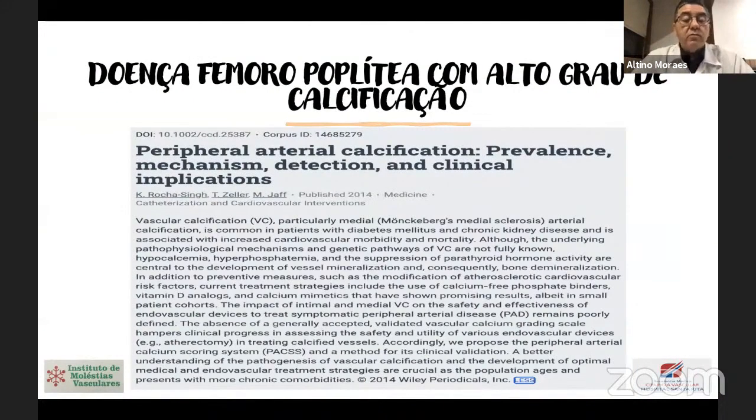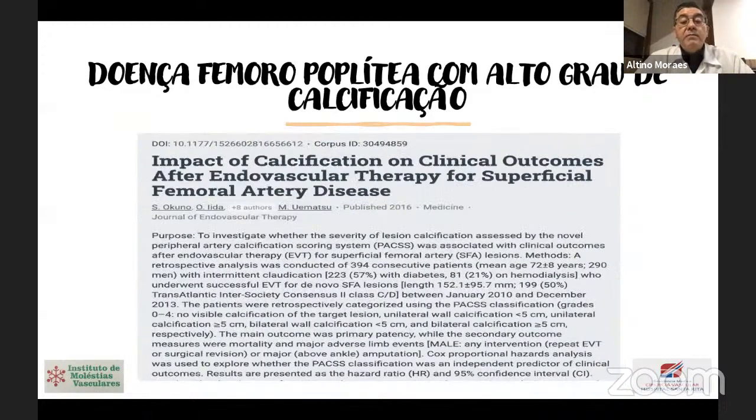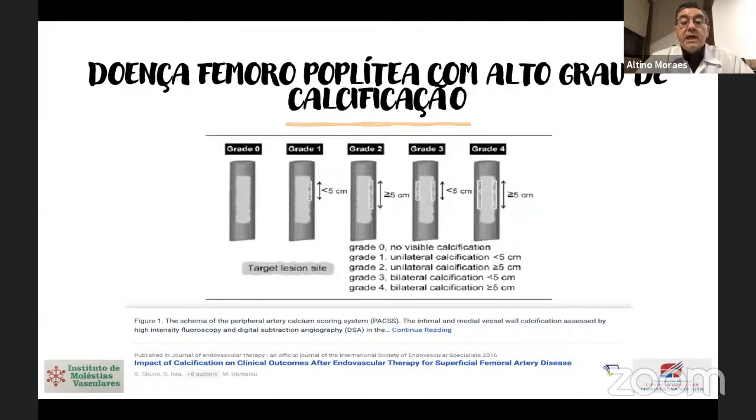Tomaselli tem um paper muito bueno sobre isso, de 2014, onde ele hizo una clasificación con prevalencia, mecanismo, detección e implicações clínicas. E o impacto da calcificação nos resultados clínicos depois da terapia endovascular. Então, como podemos ver acá, este esquema, esta classificação de PACSS, Peripheral Artery Calcium Scoring System, onde vemos que o grau vai aumentando conforme o aumento da calcificação. Este é um problema para os tratamentos endovasculares.